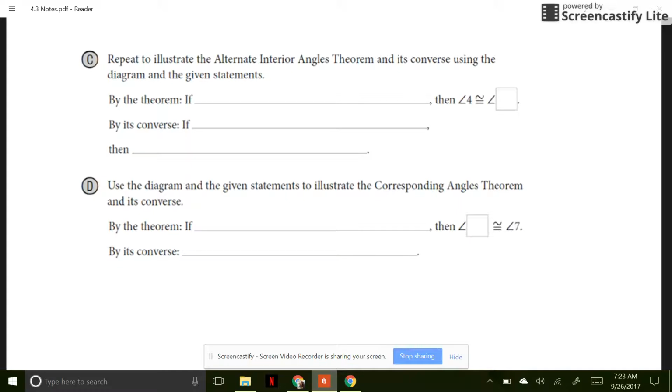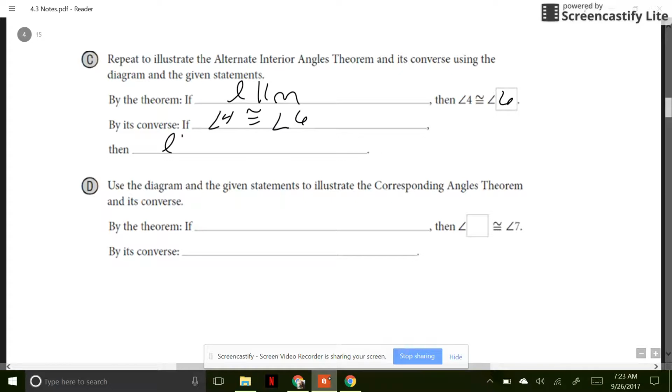So again, it's all based on if line L is parallel to M, then in this case angle 4 is congruent to angle 6 because those are the alternate interior angles. So converse, we have switched up. If angle 4 is congruent to angle 6, then line L is parallel to line M. And then using the corresponding angles theorem, say if line L is parallel to line M, then angle 3 is congruent to angle 7. And by the converse then, we switch it. If angle 3 is congruent to angle 7, then line L will be parallel to line M.